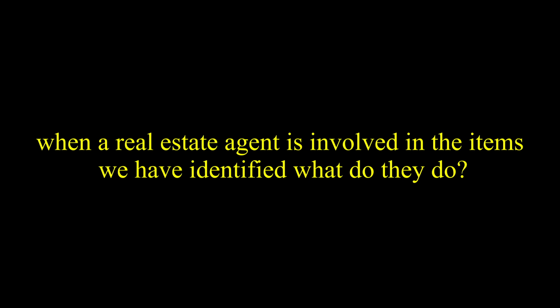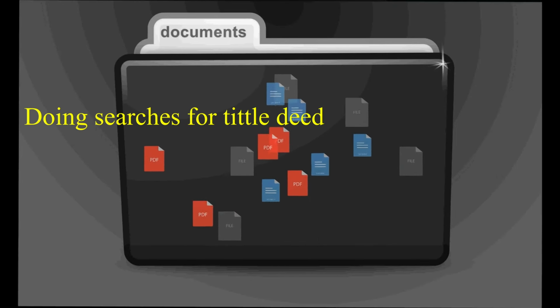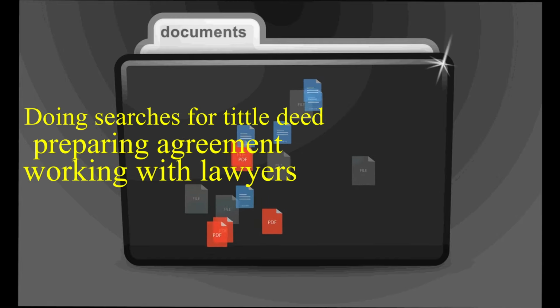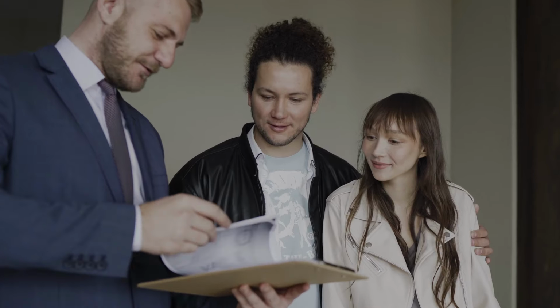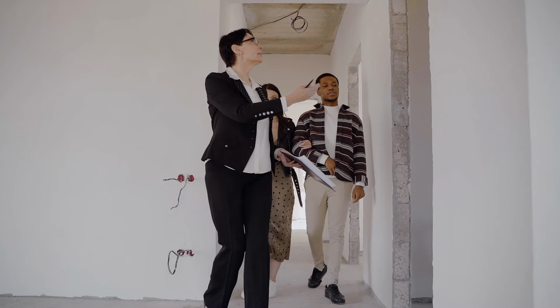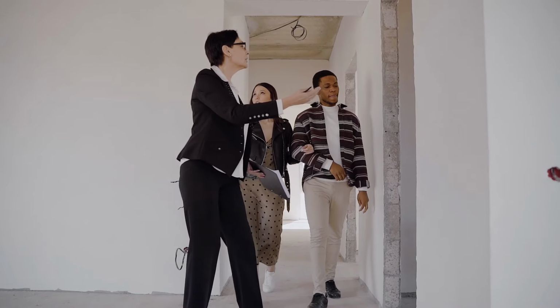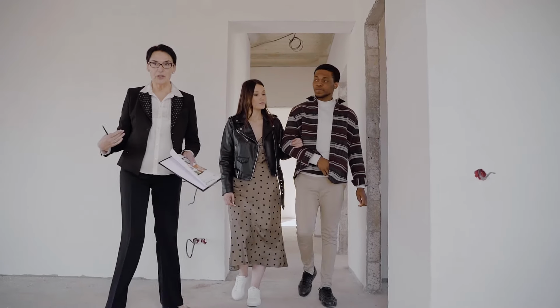Real estate agents, when doing their duties, also support clients in handling paperwork. Whether it's doing searches for title deed, preparing agreement, working with lawyers, developing joint venture agreements, this is one of the biggest tasks of real estate agents, and they're able to guide their clients through. Real estate agents are also responsible for marketing properties. So you'll take properties from your client, present them to different people, tell them the price that the properties are being listed for, arrange showing for those properties, and generally handle the buying process.